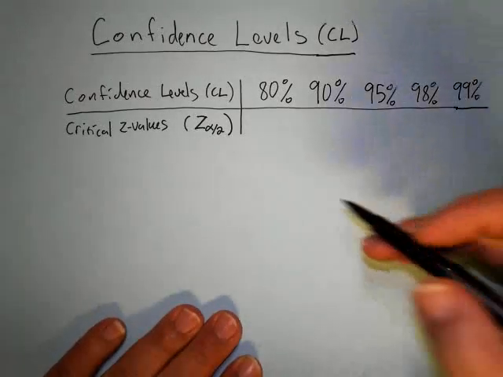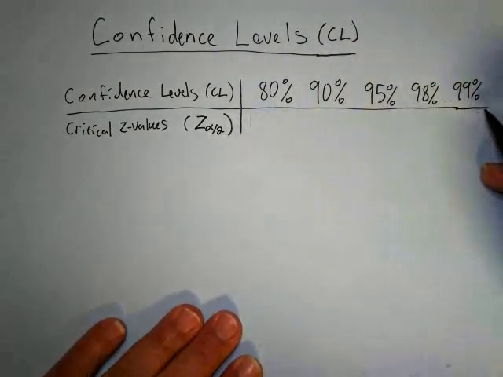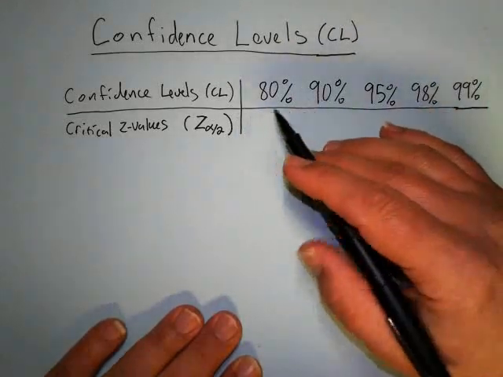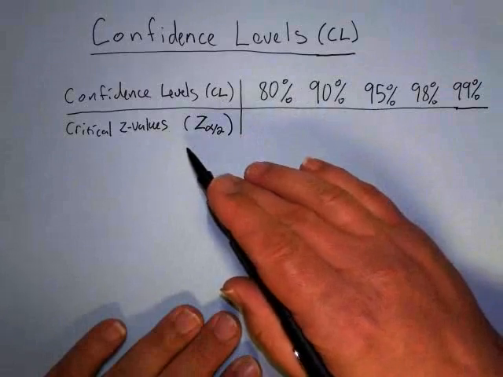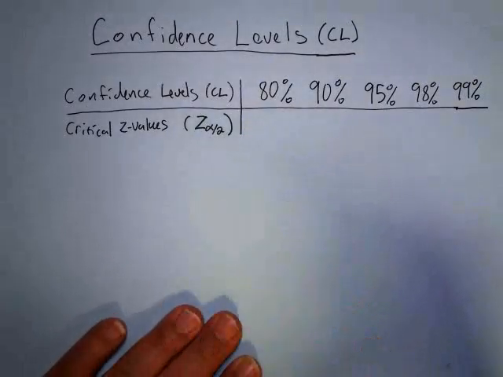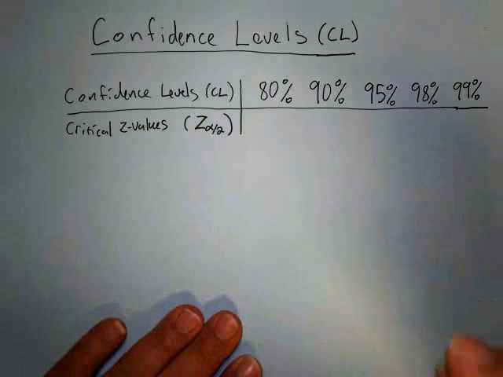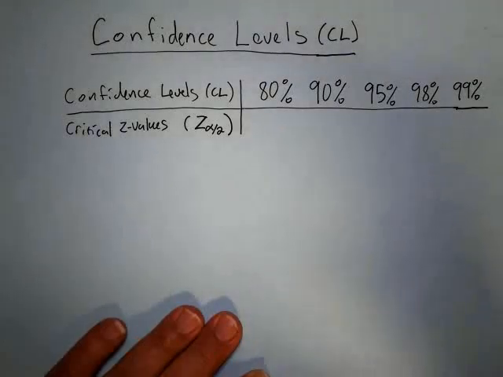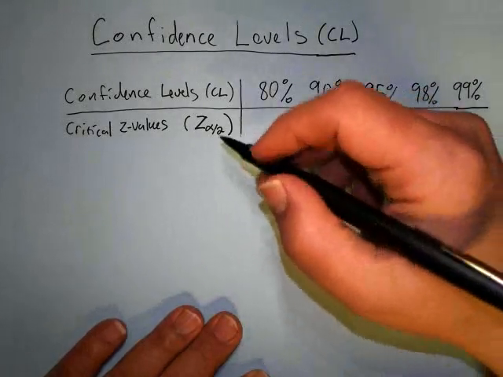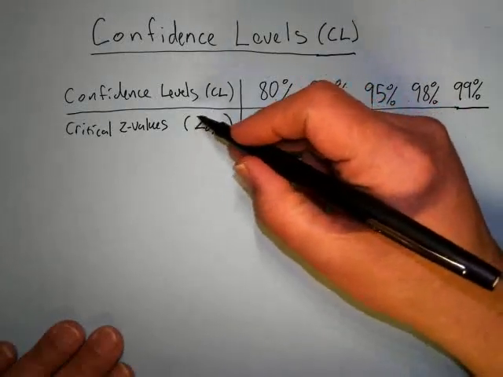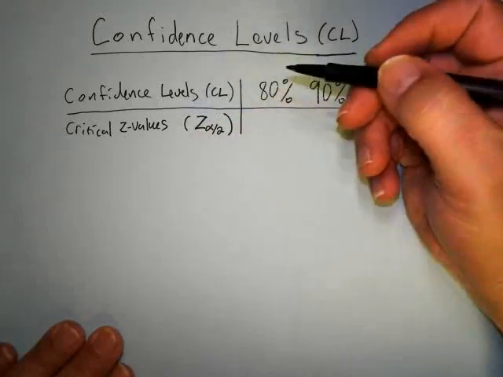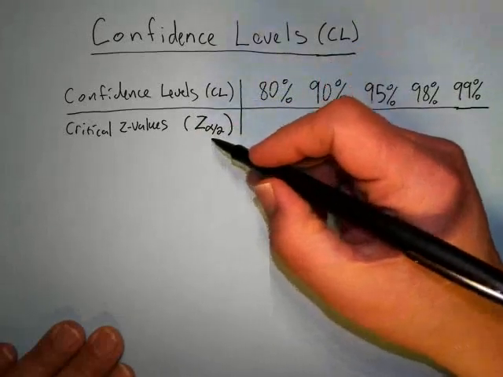In order to use these confidence levels, we're going to associate with each percentage a critical z-value. That critical z-value is going to be used in formulas such as the margin of error or a test statistic. When you see it in the formula, the symbol is this whole thing, z with a little alpha over 2 subscript. That's kind of weird there.